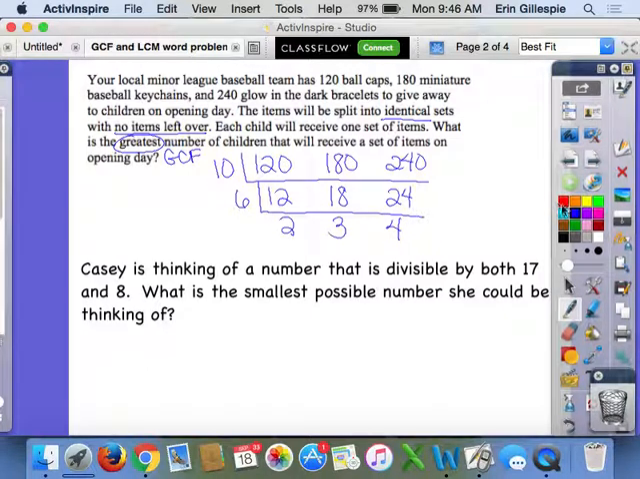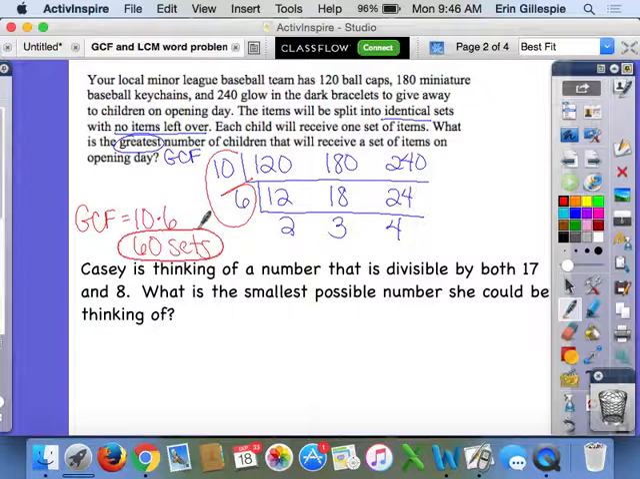So remember, GCF is just those numbers on the side multiplied together. So our GCF would be 10 times 6, which is 60. So you can make 60 identical sets to give out to kids on opening day.